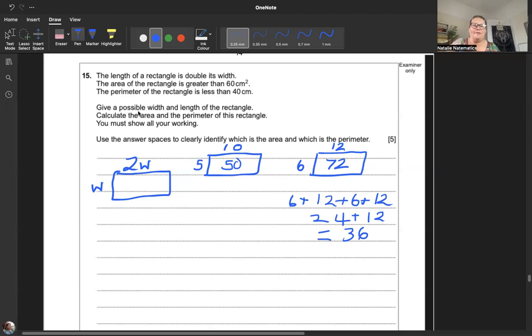Give a possible width and length of the rectangle. Calculate the area and the perimeter of this rectangle. I've done it. Here we've just tried that one. Show all your working. It's not one of those communication questions per se, but it wants you to show your working. So we could say here that the area, where's that 50 come from? Well, it's 5 times 10, which is equal to 50.